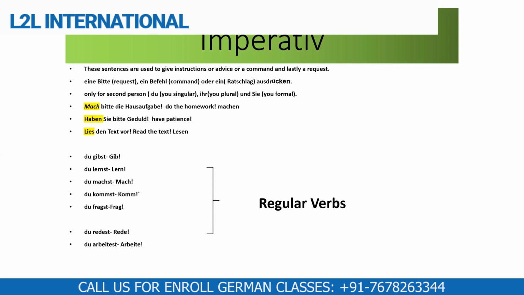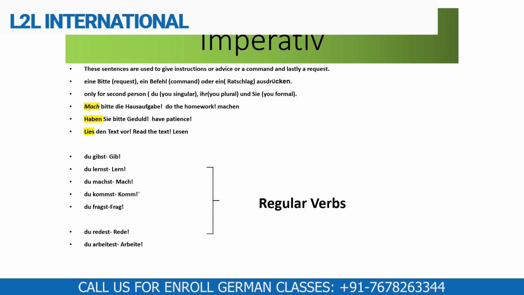You already have an idea from when we discussed the direction thing. I already gave you an idea that if we have to make a request or advice or instructions, then imperative sentences come into use. But that time we only discussed the formal you, with which we made gehen Sie, fahren Sie. So there was only one verb, gehen or fahren, because in order to give direction, these two verbs are important. But right now we'll be learning how we make the imperative of all the important verbs, and how we make sentences with it.